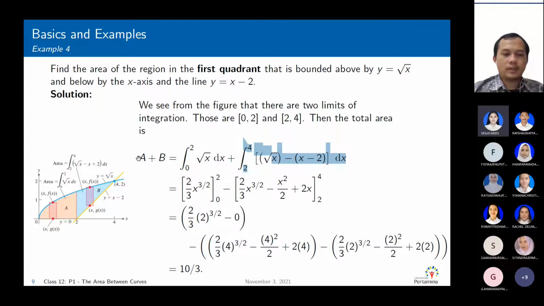Here I wrote it clearly. The total area is the area of A plus the area of B, and the area of A is the integral from 0 to 2 of square root of x dx, and the area of B is the integral from 2 to 4 of this integral.